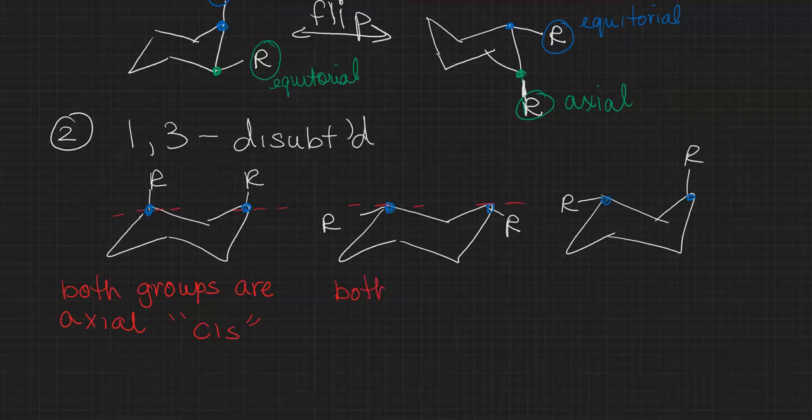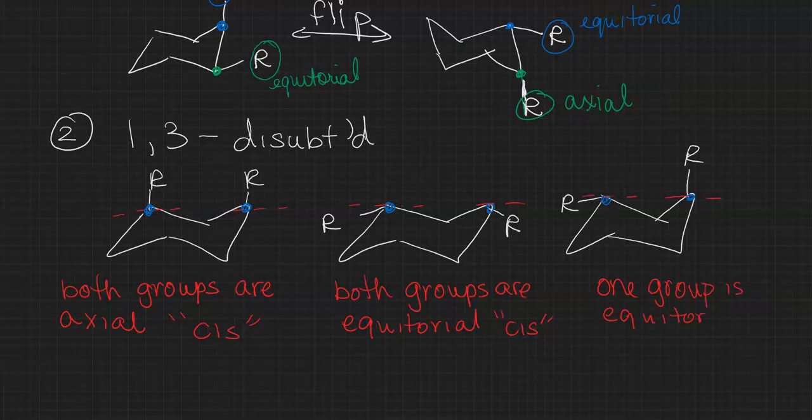If both groups are equatorial, the structure is also cis. But if one group is equatorial and one group is axial, then the structure is deemed trans.